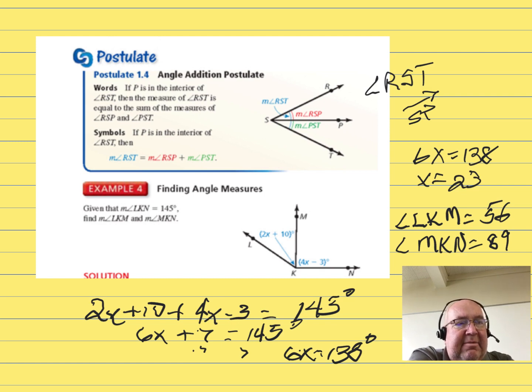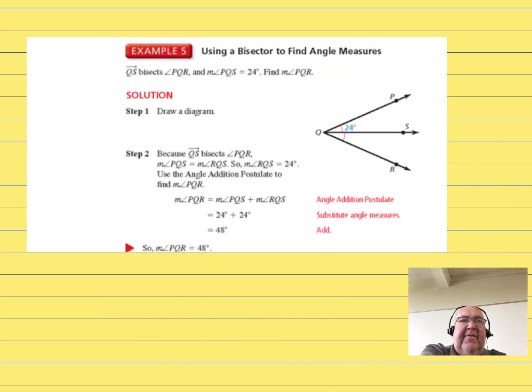So you'll be doing problems like that with your assignments for this section. Finally, we have the definition of a bisector. Bisectors, by definition, create two equal parts. So you'll see in this case, QS bisects PQR. The problem asks us to find the measure of PQR, knowing that half of it is 24. So we just add the 24s together for each of the sides to get 48.